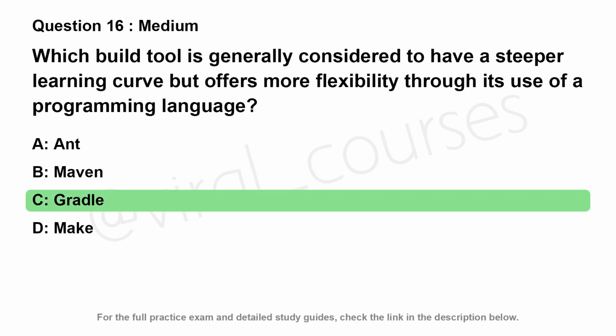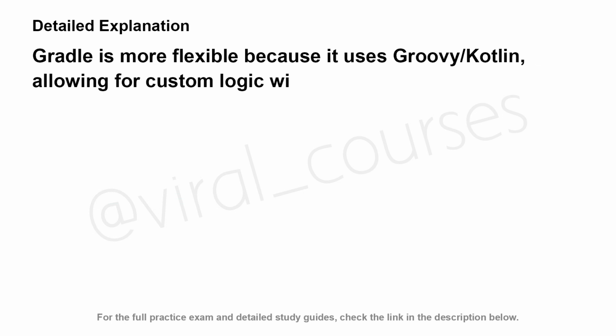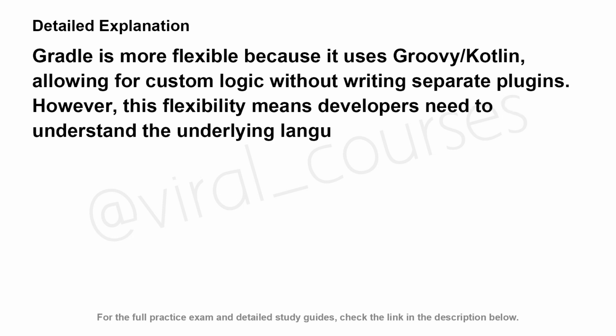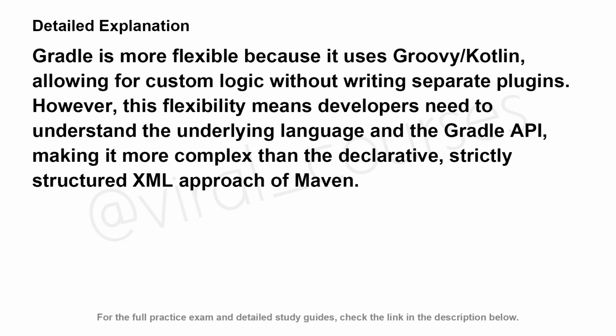The correct answer is C. Gradle is more flexible because it uses Groovy or Kotlin, allowing for custom logic without writing separate plugins. However, this flexibility means developers need to understand the underlying language and the Gradle API, making it more complex than the declarative, strictly structured XML approach of Maven.